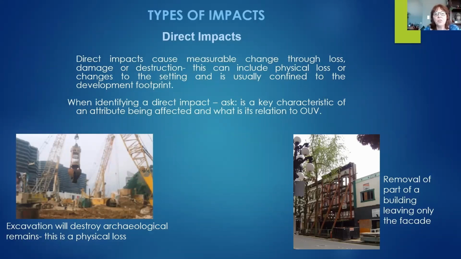So when identifying a direct impact, ask, is a key characteristic of an attribute being affected, and what is its relation to OUV? How is this going to affect OUV, or will it affect OUV? So just very obvious examples. Excavation for a site is going to destroy any archaeological remains that are present. Removal of part of a building, leaving only the facade of the building. Okay, that's a direct impact. You've lost, both of those cases are physical losses.